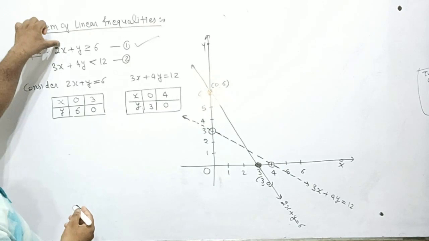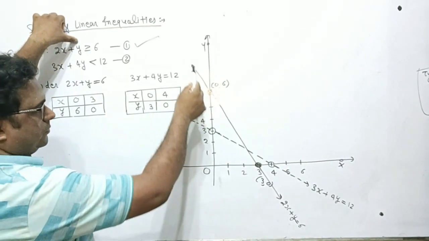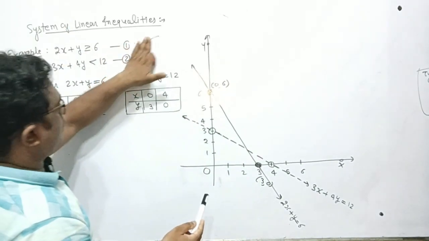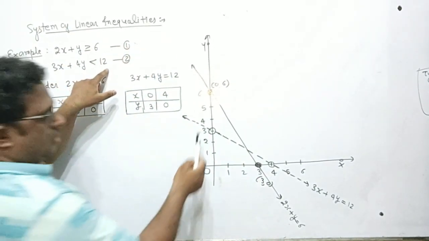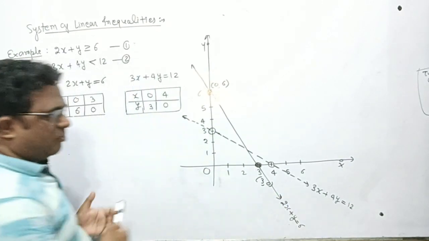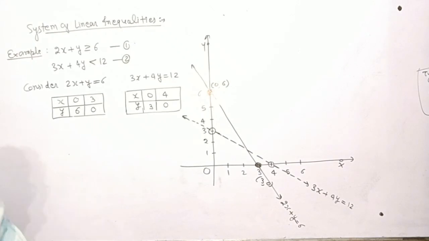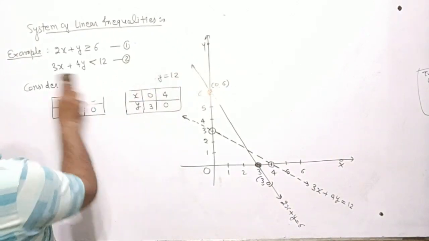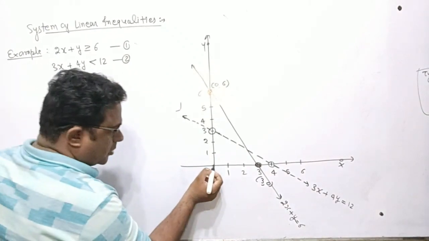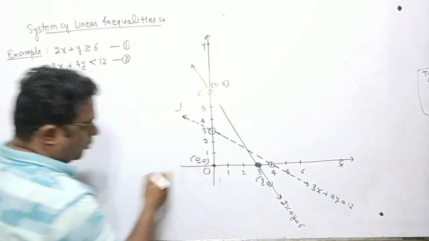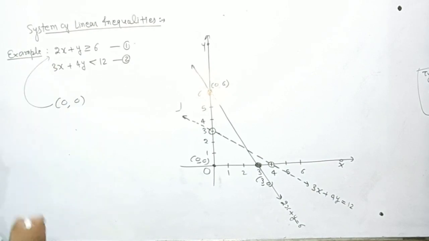You see, an equal sign is given in this inequality. So while drawing the line of this, I used a solid line. And an equal sign is not given in this. That's why its line will be drawn in the form of dots. After that, we will use the testing point method. Suppose I am taking 0, 0 as the testing point.